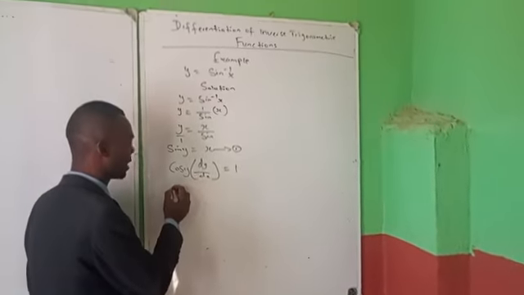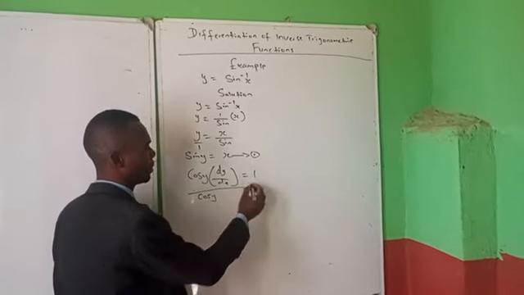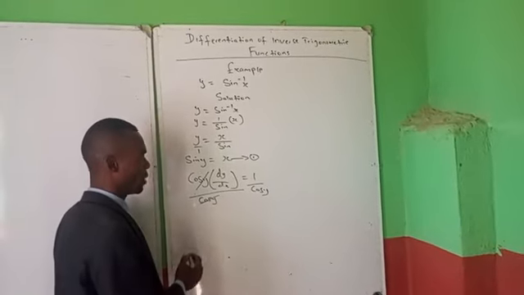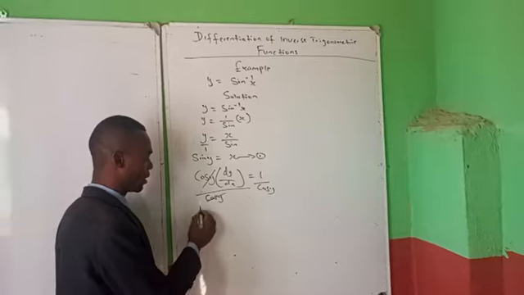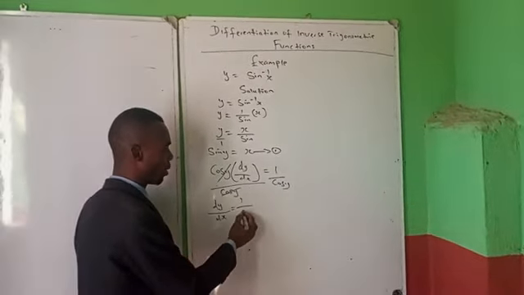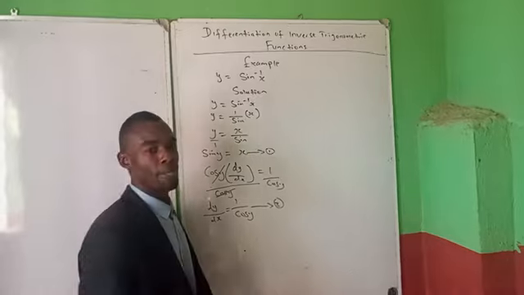Now, I can divide here by cos y, divided by cos y. This and this cancel. Then I am left with dy with respect to s to be 1 over cos y. I can call this one equation 2.